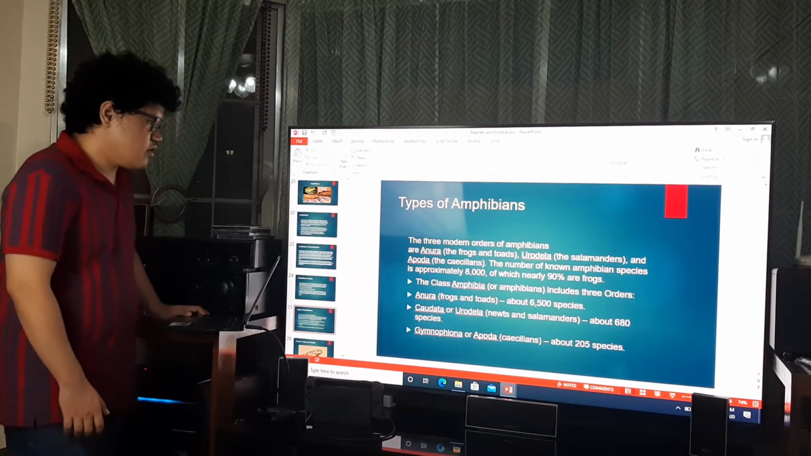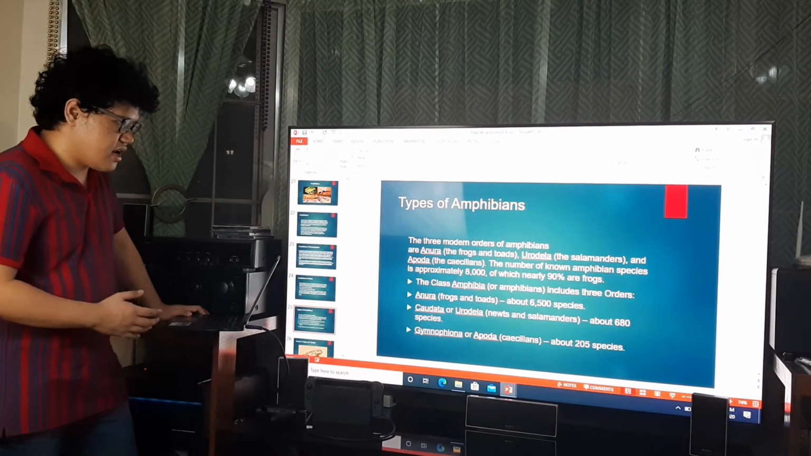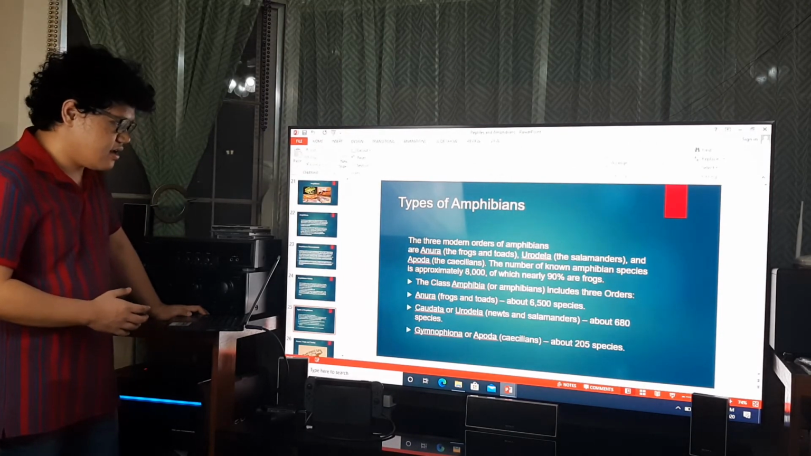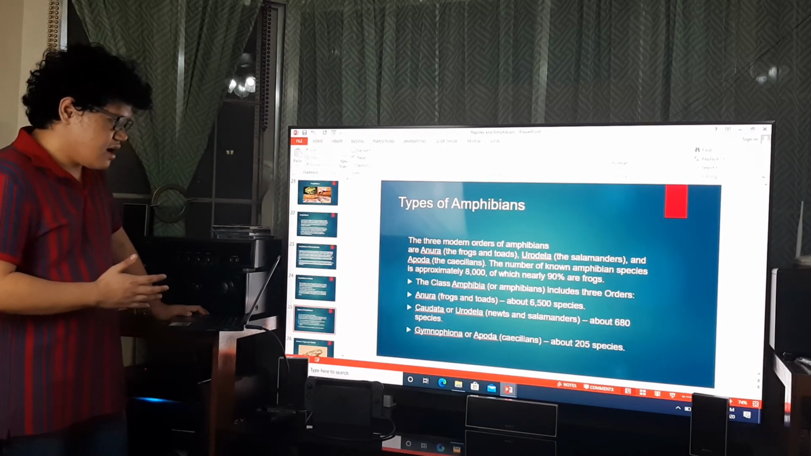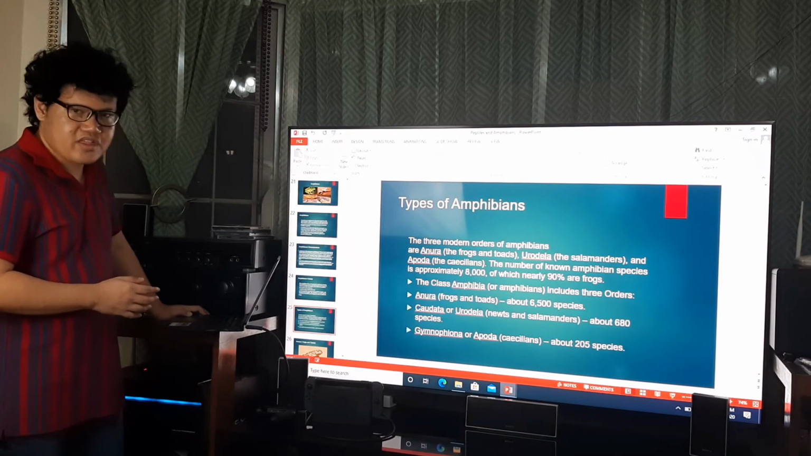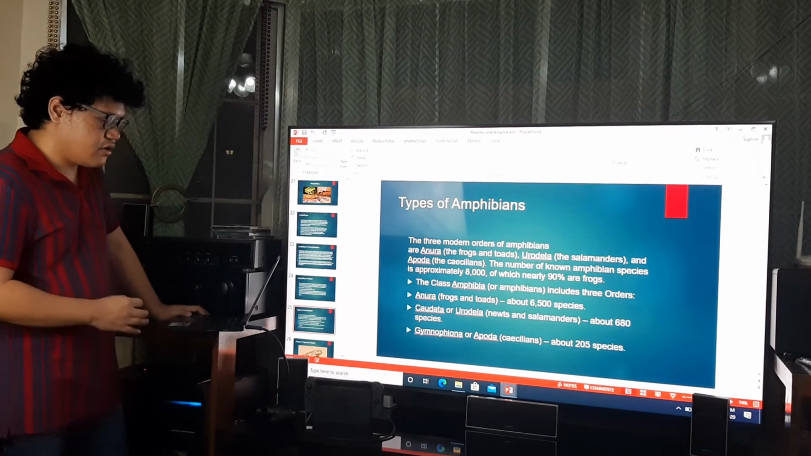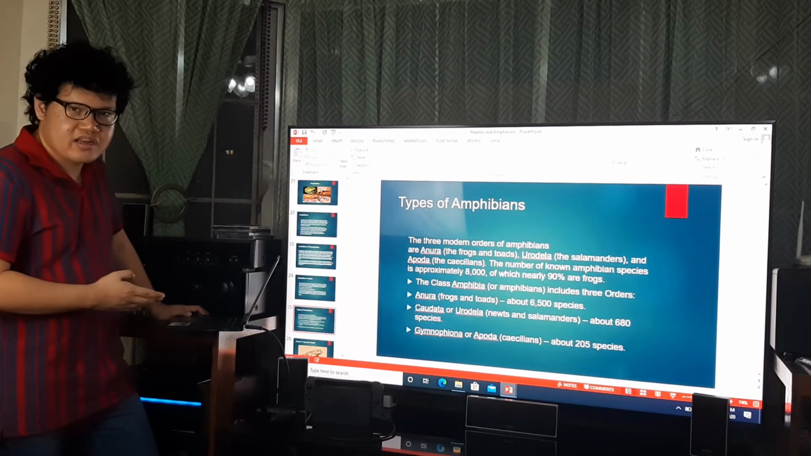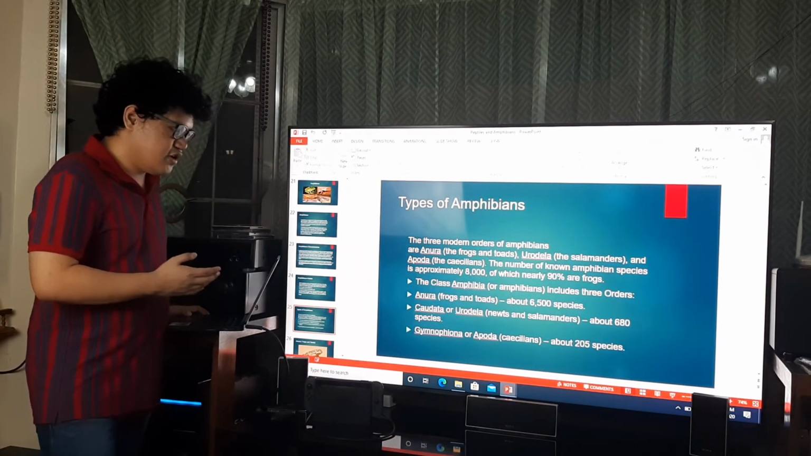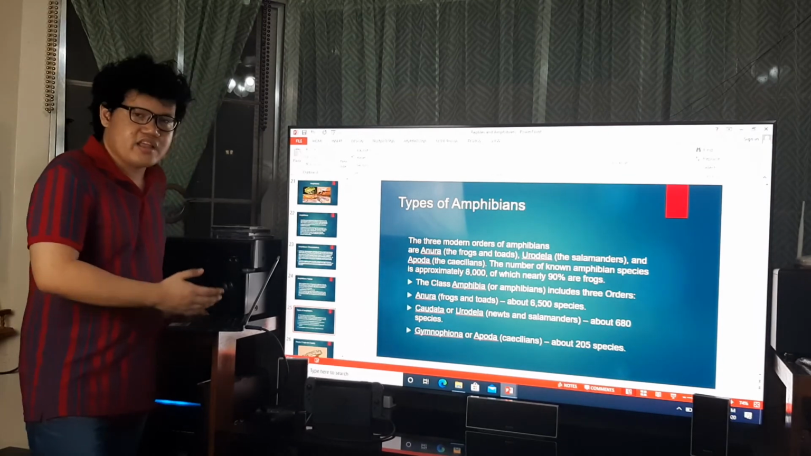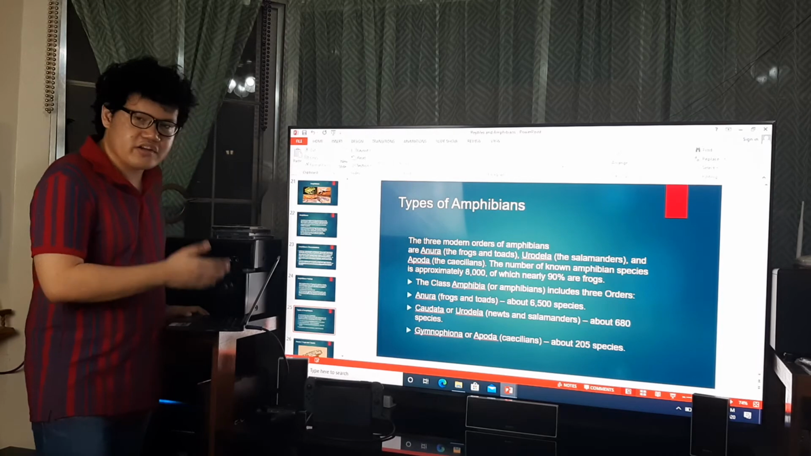Types of amphibians. The three modern orders of amphibians are Anura, the frogs and toads, Urodela, the salamanders, and Apoda, the caecilians. The number of known amphibian species is approximately 8,000, of which nearly 90% are frogs. The class Amphibia includes the three orders: Anura, frogs and toads, about 6,500 species; Caudata or Urodela, newts and salamanders, about 680 species; and Gymnophiona or Apoda, caecilians, about 105 species.